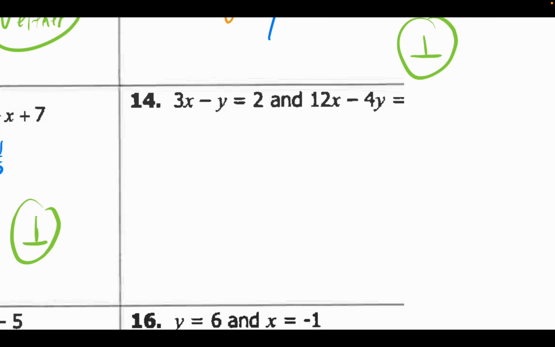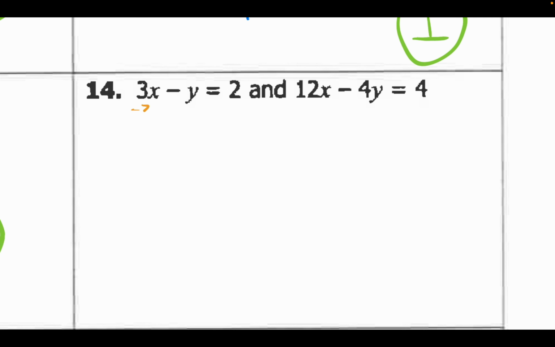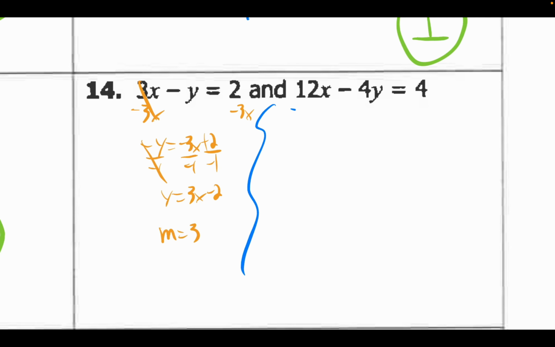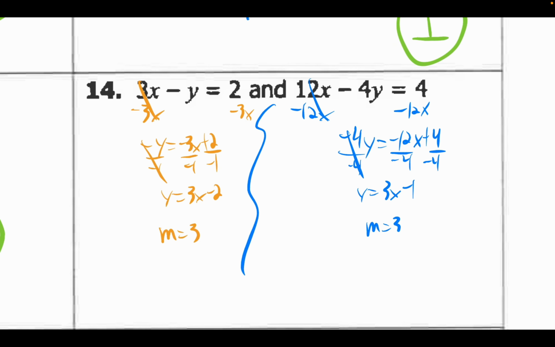On number 14 here, I had to solve both equations for y, so I solved the first one by subtracting 3x. Negative y equals negative 3x plus 2. Divide everything by negative 1 to get y by itself. And I get y equals 3x minus 2, so my slope is 3, or 3 over 1. My other one, I subtracted 12x, and I get negative 4y equals negative 12x plus 4. Divide everything by negative 4. y equals 3x minus 1. So my slope here is also 3. Thus, these are parallel because the slopes are the exact same.